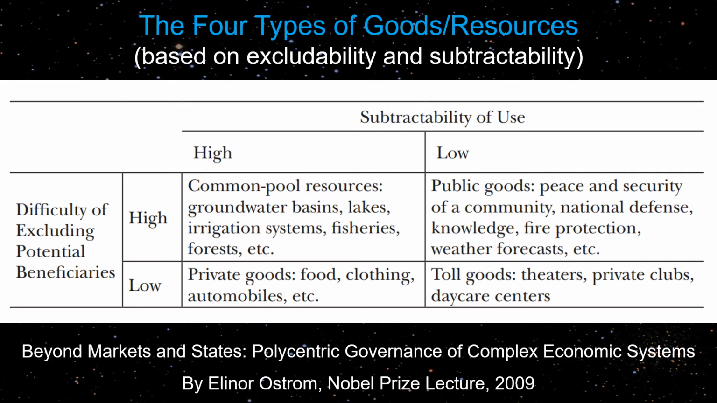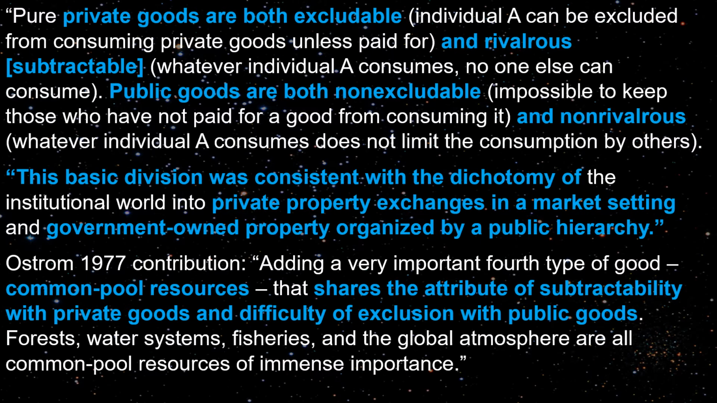Public goods are the opposite. It is difficult to exclude others from their use, and use by one does little or nothing to reduce use by others. In between are toll goods, which are excludable but not subtractable, and common pool resources, which are subtractable but not excludable. Here's how Eleanor Ostrom explained it during her Nobel Prize lecture.